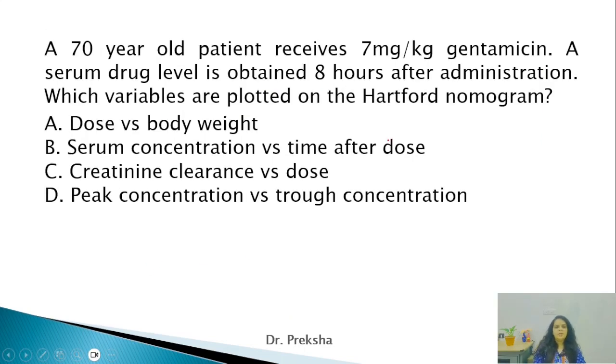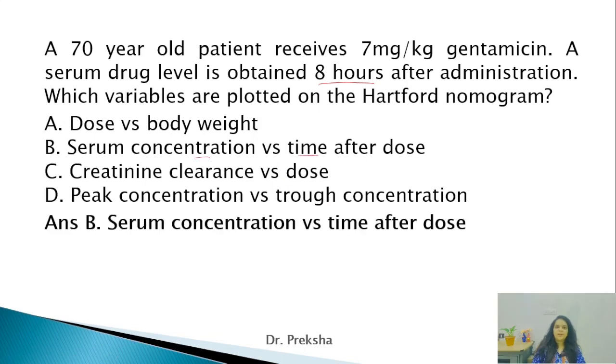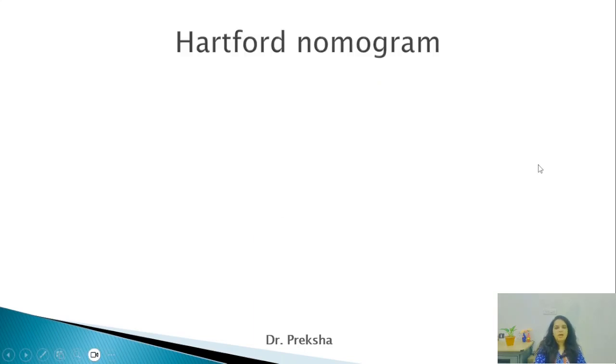Another MCQ. A 70-year-old patient receives 7 mg per kg gentamicin. A serum drug level is obtained 8 hours after the administration. Which variables are plotted on the Hartford nomogram? Dose versus body weight, serum concentration versus time after the dose, creatinine clearance versus dose, or peak concentration versus trough concentration. So the correct answer here is serum concentration versus time after dose, which we have already seen in the Hartford nomogram. So let us revise the Hartford nomogram.